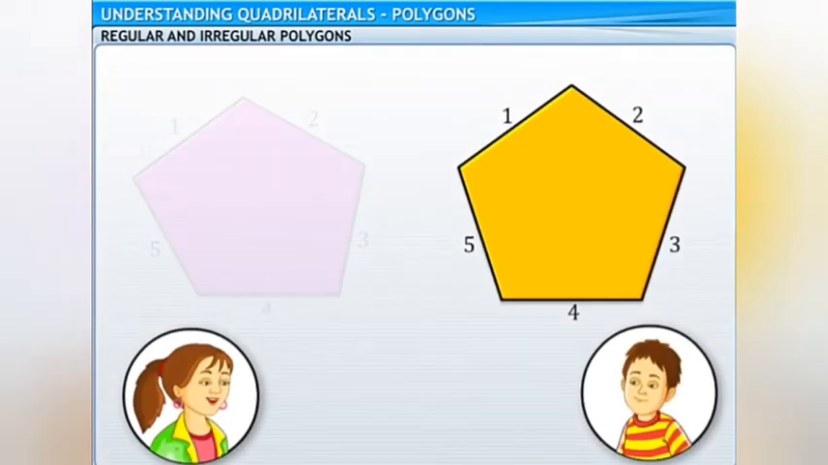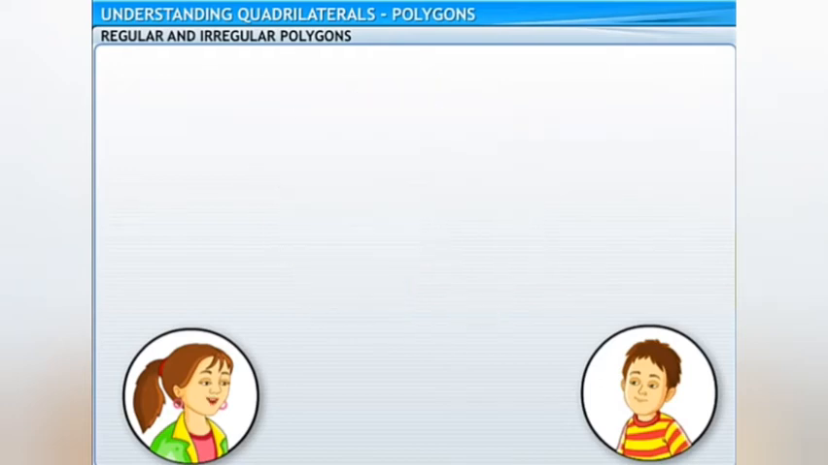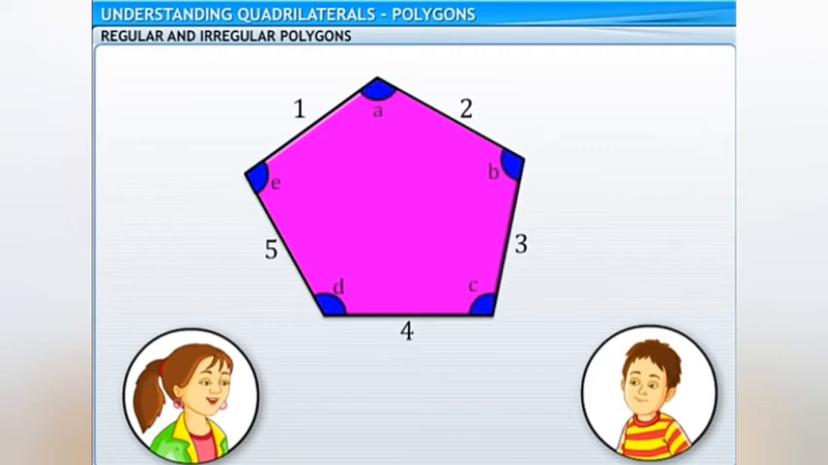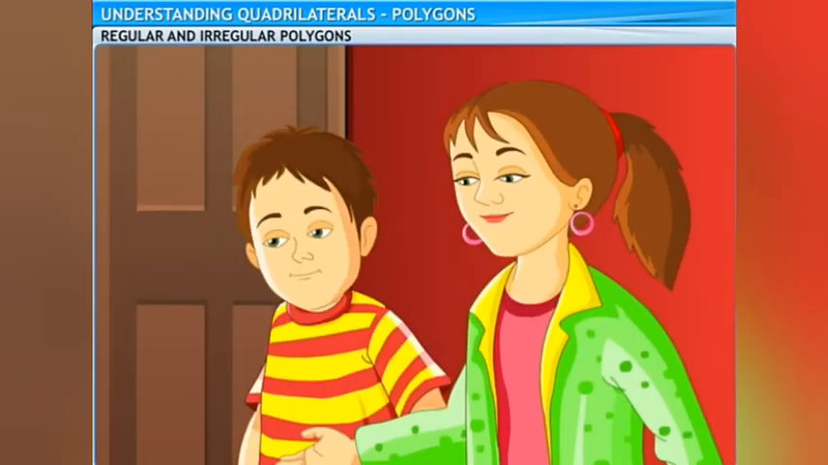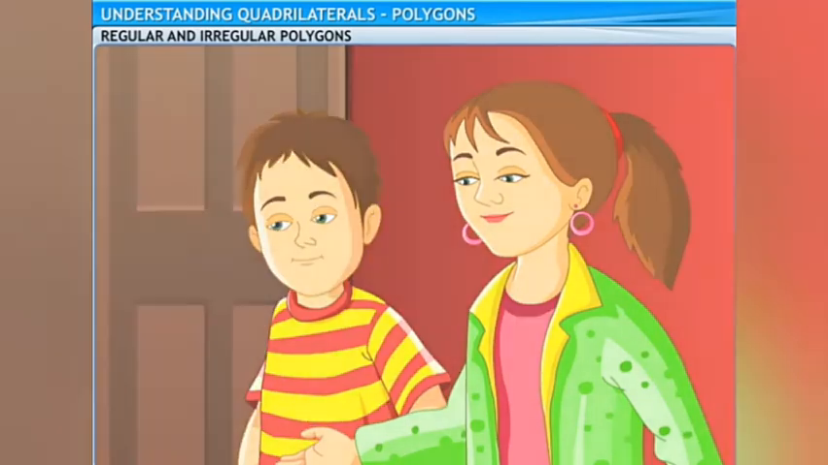Look at this polygon. Each side of the polygon is of the same length. Also, the measure of each angle is equal. On the other hand, in the first polygon, the lengths of the sides and the measure of the angles vary from each other. Oh yes! Then how can we name these two polygons?